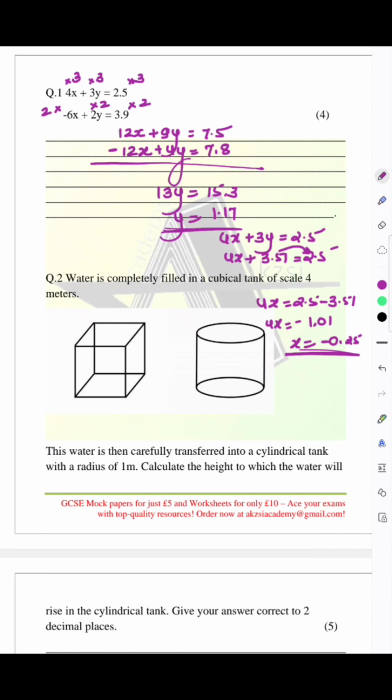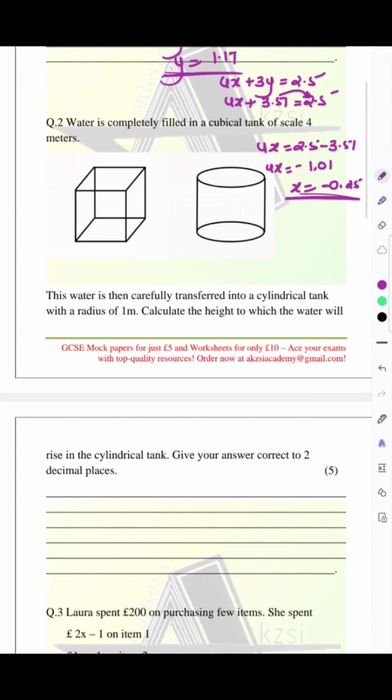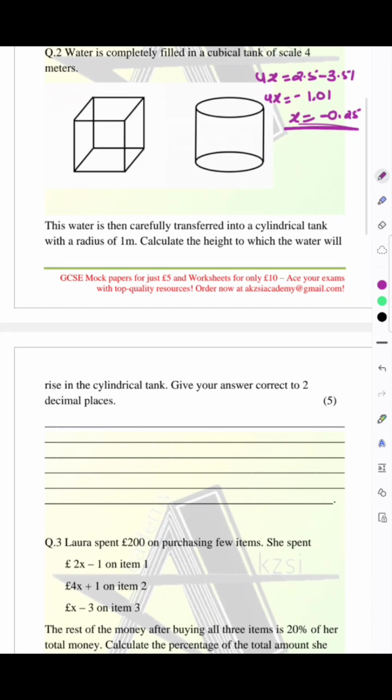Moving on to question number 2: water is completely filled in a cubical tank of scale 4 meters. A scale, that means the length of each cube is given as 4. This water is then carefully transferred into a cylindrical tank with radius 1 meter. Calculate the height to which the water will rise in the cylindrical tank. Give your answer correct to 2 decimal places.